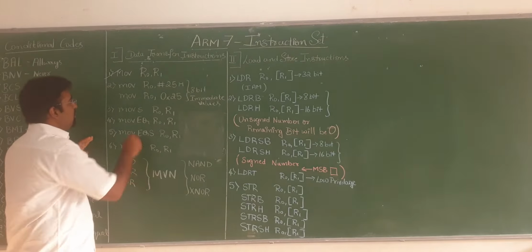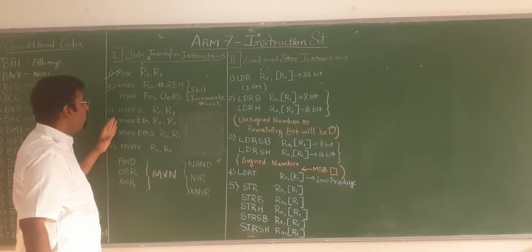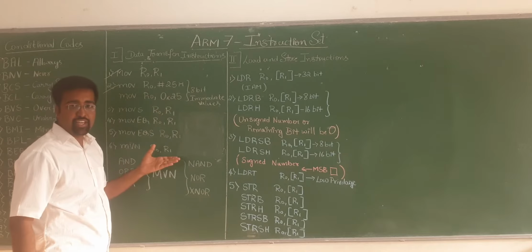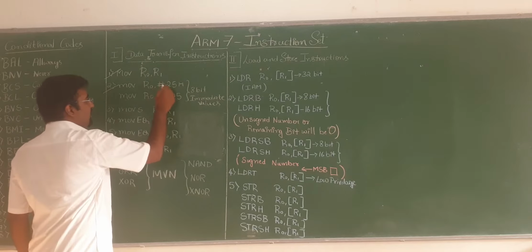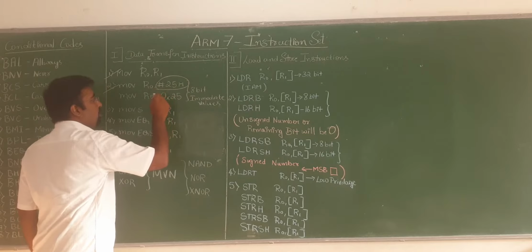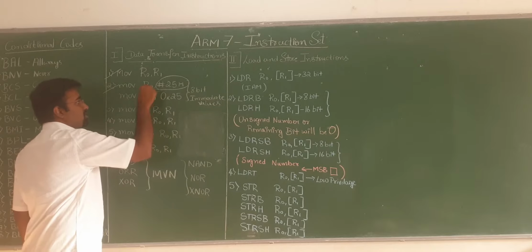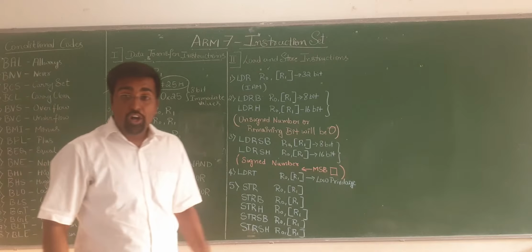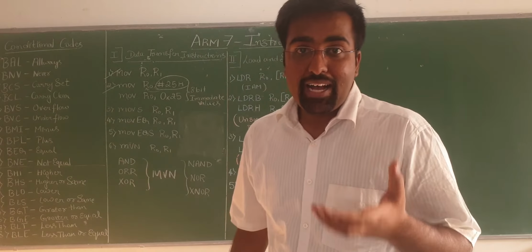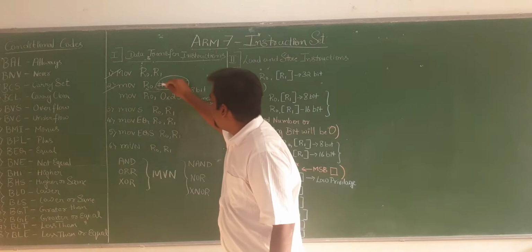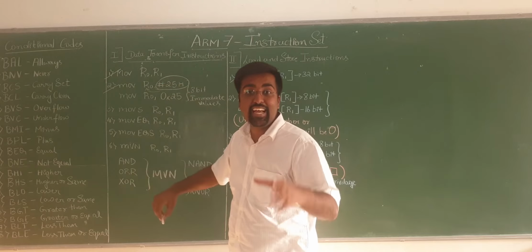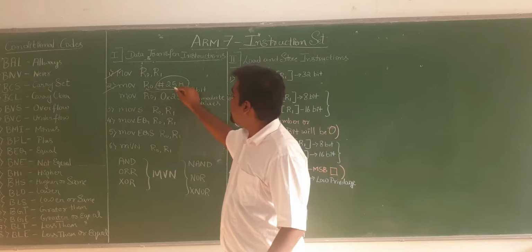Don't worry. The second example is MOV R0, #25h. What does #25h do? The hash 25h is the data you are passing to this particular register. What kind of data? You are passing a hexadecimal value to one particular register. Here hash represents a data. Okay, what's the data?